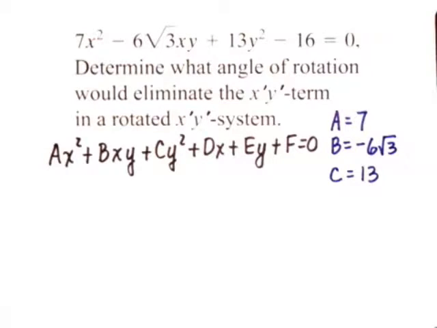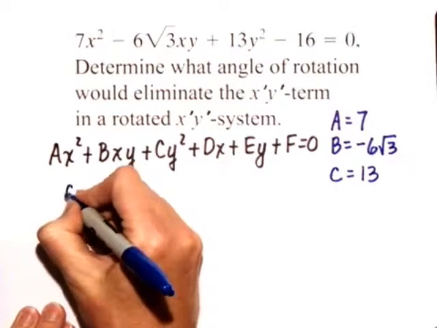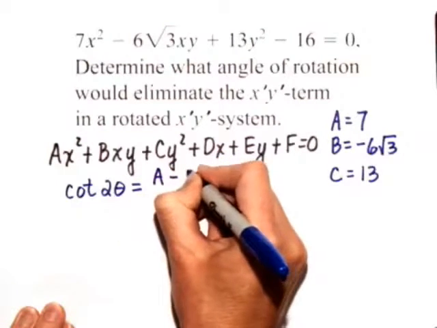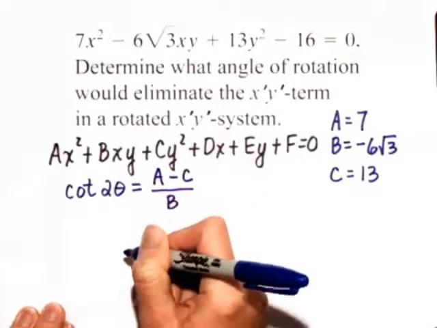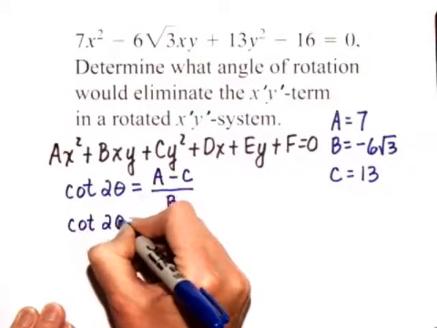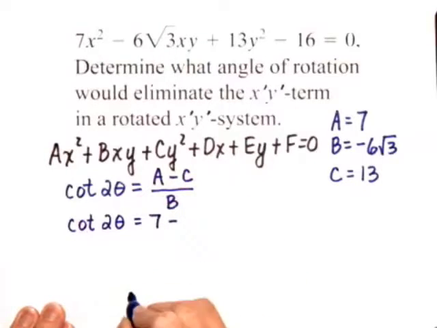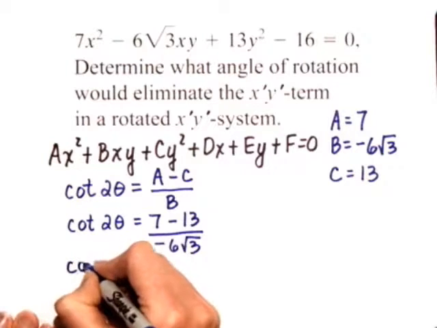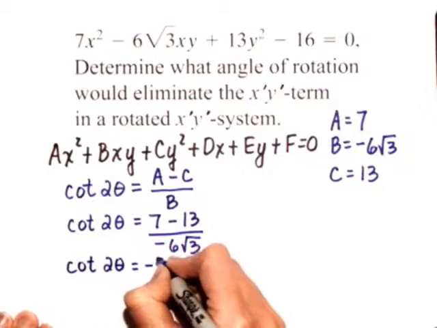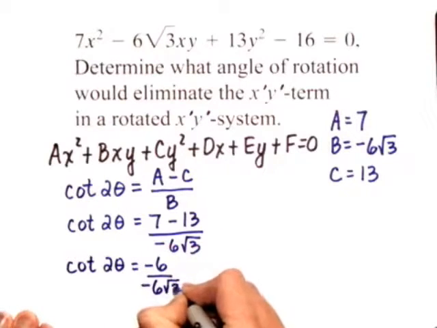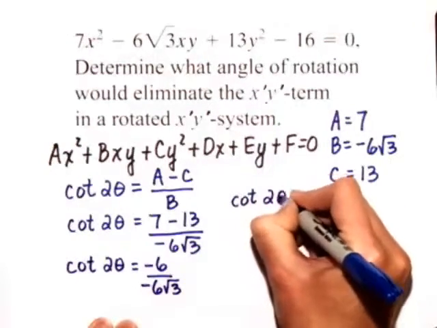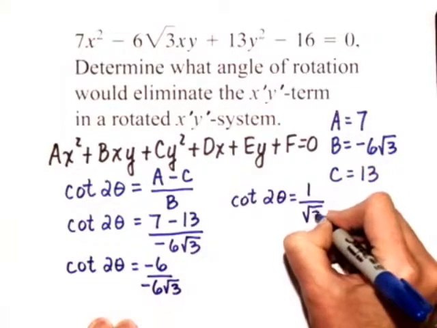And in order to determine the angle of rotation, we need to use the formula the cotangent of 2 theta is equal to a minus c over b. So in this case, the cotangent of 2 theta is equal to a, which is 7, minus c, which is 13, over b, which is negative 6 times the square root of 3. So we have cotangent of 2 theta is equal to negative 6 over negative 6 root 3, or we can simplify this to cotangent of 2 theta is equal to 1 over the square root of 3.